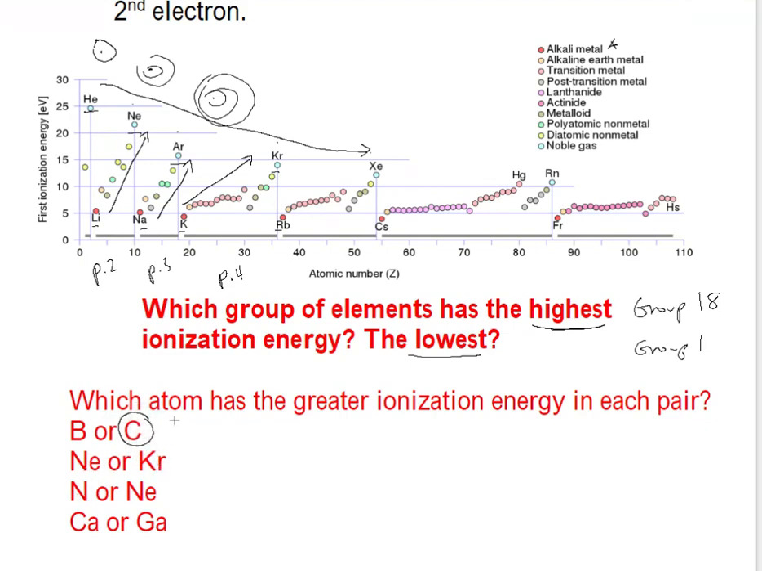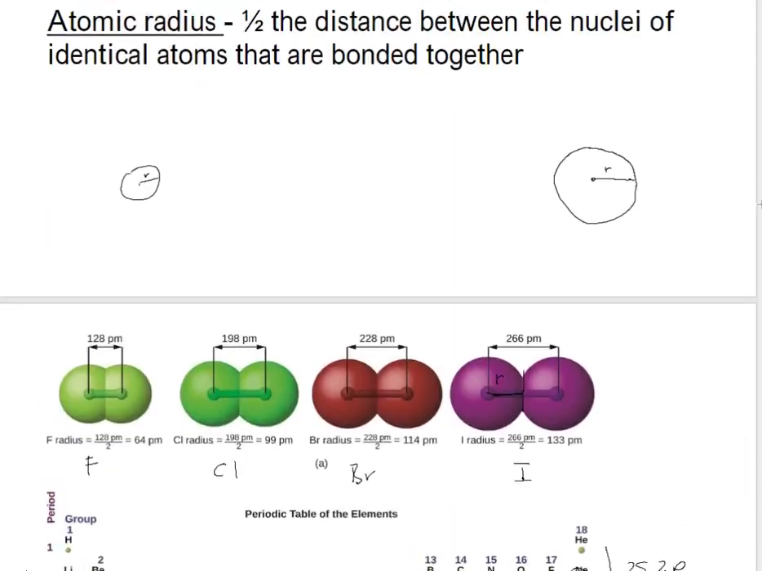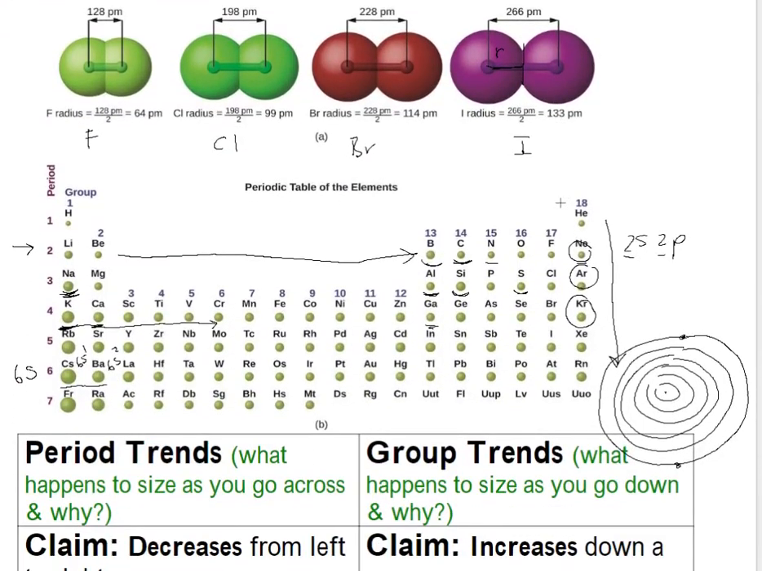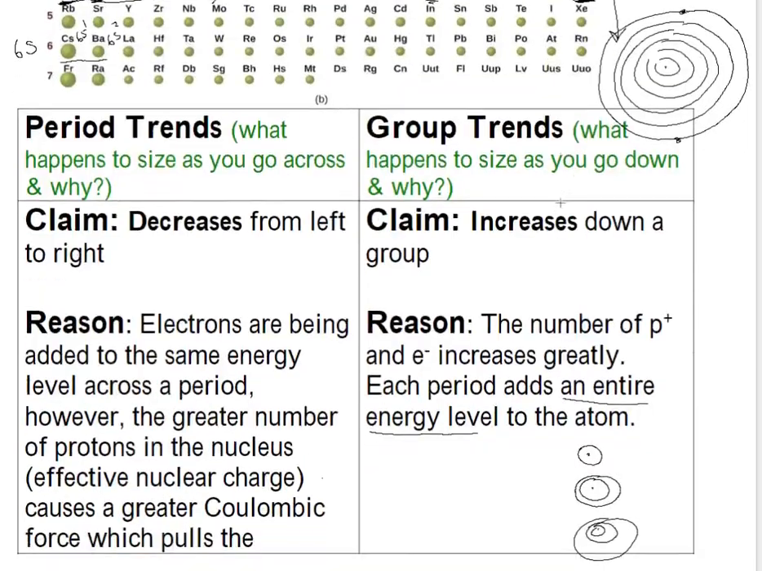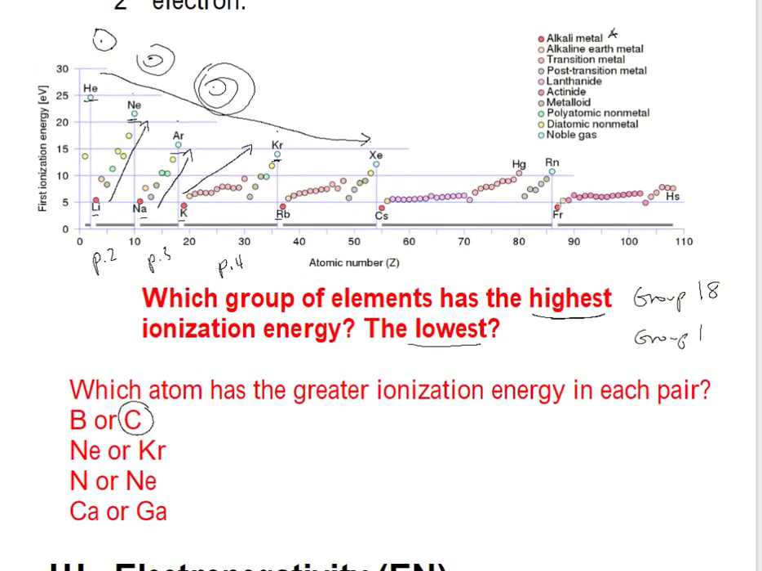Neon or krypton. Well, neon is right here. Krypton is down here. Krypton is a bigger atom. It's down on the periodic table. So if I look at where they're at, neon is in period 2 right here. Krypton is down a little ways in period 4. So krypton is bigger. It's going to have a lower ionization energy. Neon is smaller. It has the higher ionization energy. Okay, neon has the higher ionization energy.